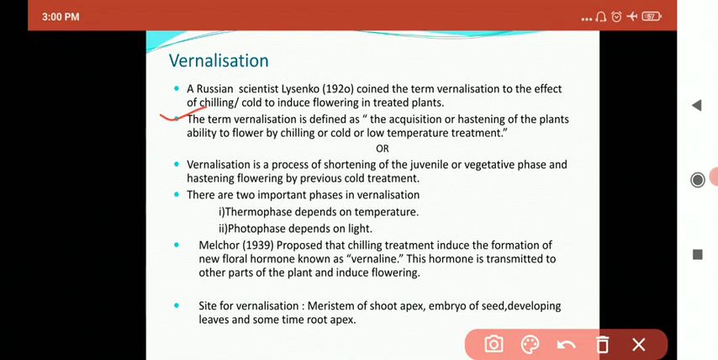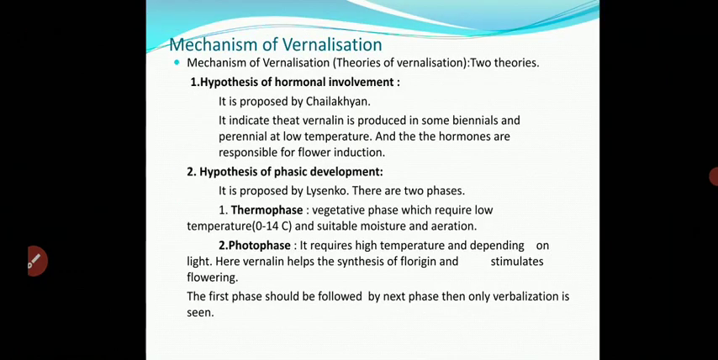Now, what is the mechanism of vernalization, or we can say, the theories of vernalization? There are two theories proposed to explain the mechanism of vernalization. First, the hypothesis of hormonal involvement, and second, the hypothesis of phasic development. The first, the hypothesis of hormonal involvement, was proposed by Chailakhyan.